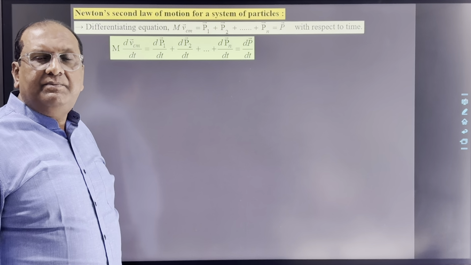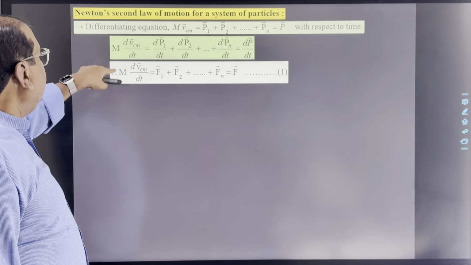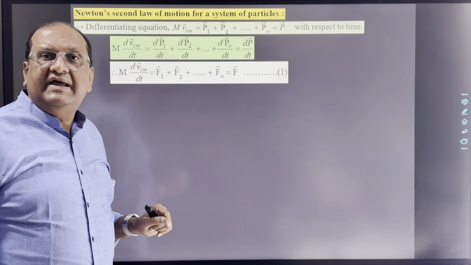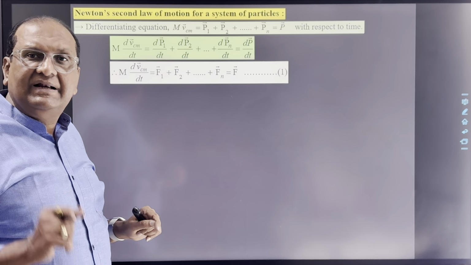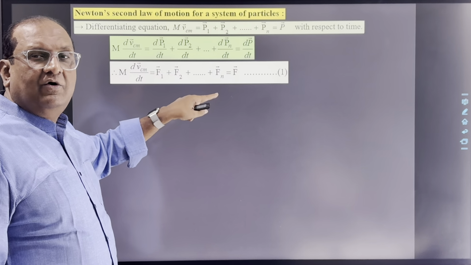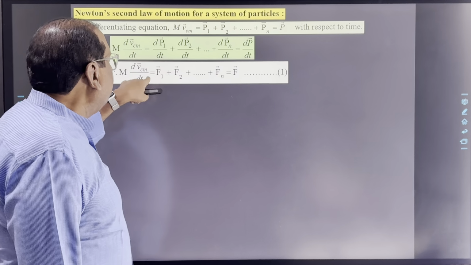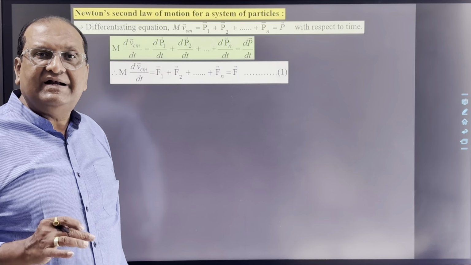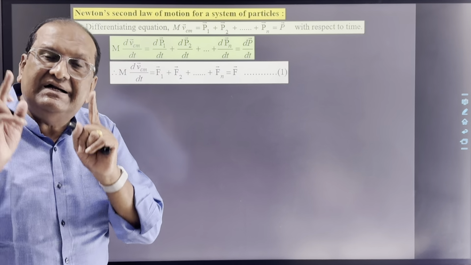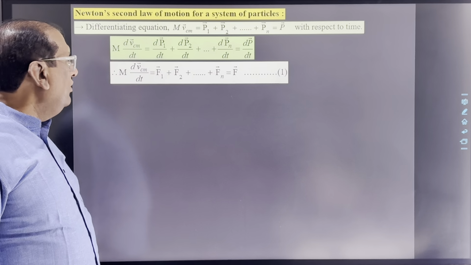So here we can write now m dVcm by dt, that is dP1 by dt, that is F1, force acting on particle number 1, dP2 by dt, that is F2, force acting on particle number 2, like that dPn by dt, that is Fn. Now vector summation of the forces acting on each and every constituent particle will give you resultant force acting on a system of particles. So that is equal to F.